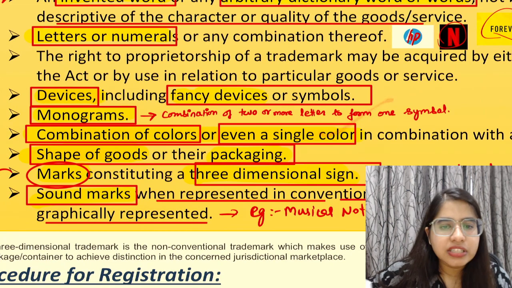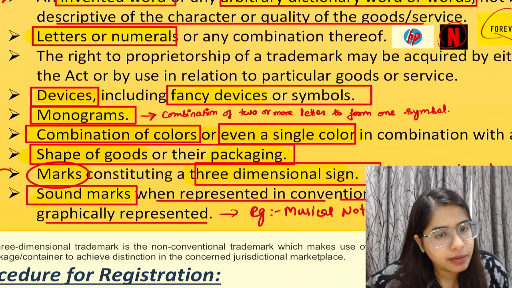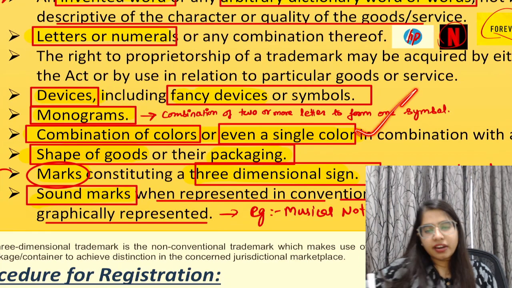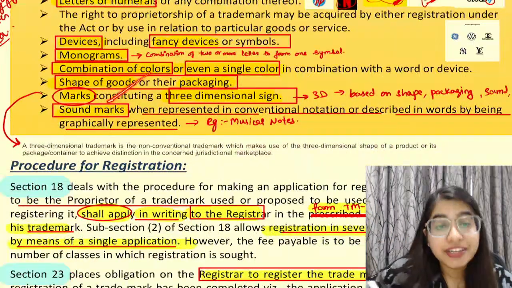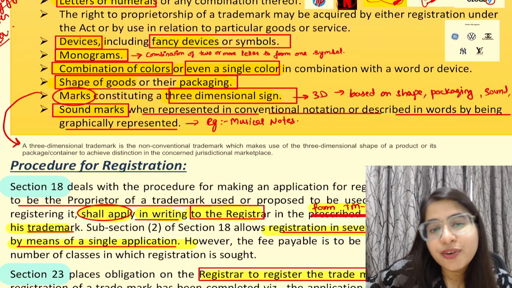Combination of color or even a single color, that I have told you, McDonald's single color yellow is registered as a trademark, or even a single color or the combination of colors like blue, white, you can register as a trademark. Shape of goods and packaging, I've already explained. 3D, 3D marks. You know what is 3D marks? These are the non-conventional marks.